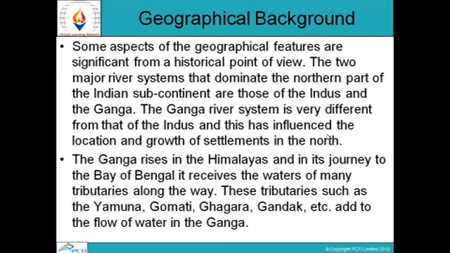So the Ganga river system is very different from that of the Indus, and that has influenced the location and growth of settlements in the north. The Ganga rises in the Himalayas and also receives the waters of many tributaries along the way.